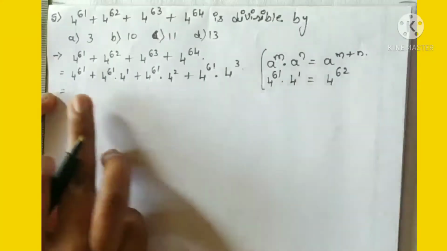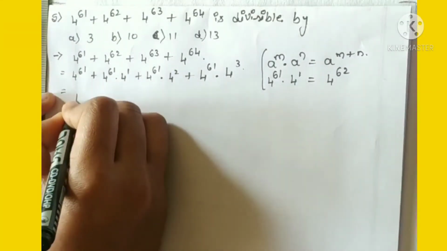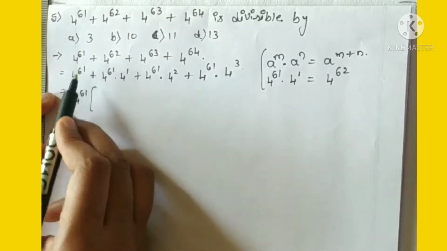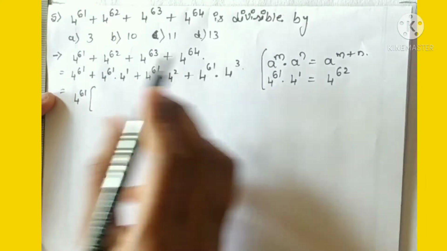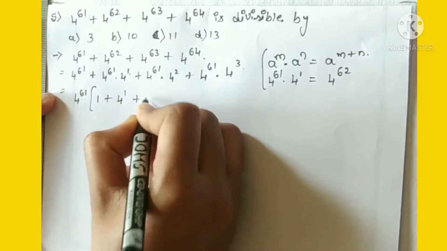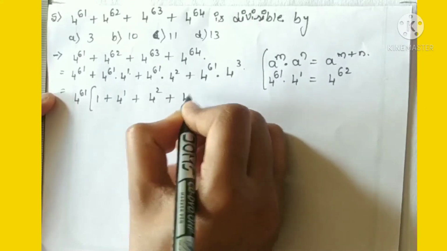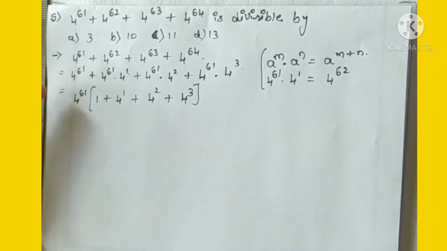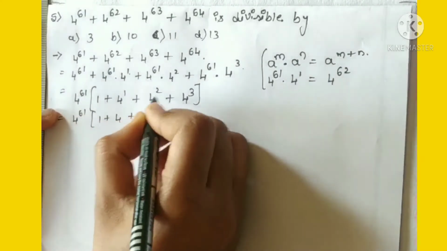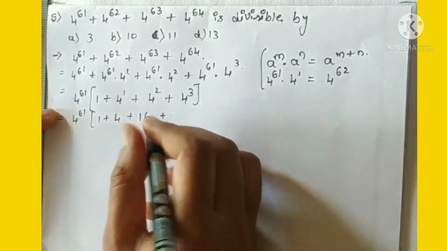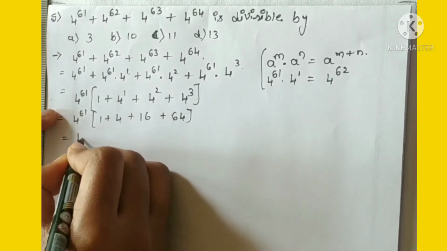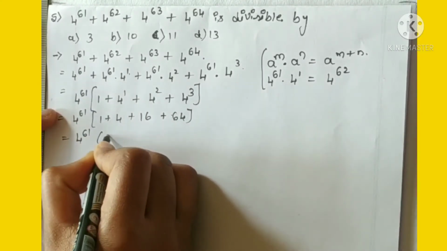I just split according to this rule. Now I will take the common factor among all of these, that is, 4 to the power of 61 is the common factor if you observe. If you take 4 to the power of 61 common, the remaining factor is 1 plus 4 to the power of 1 plus 4 to the power of 2 plus 4 to the power of 3. Now I just simplify it. 1 plus 4 plus 16 plus 64. When I add all this up, we get 4 to the power of 61 into 85.